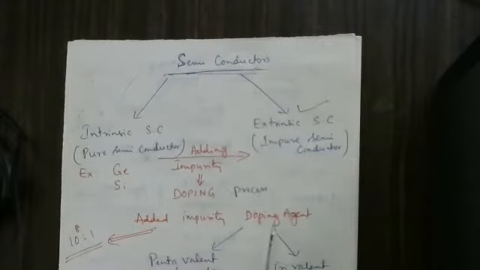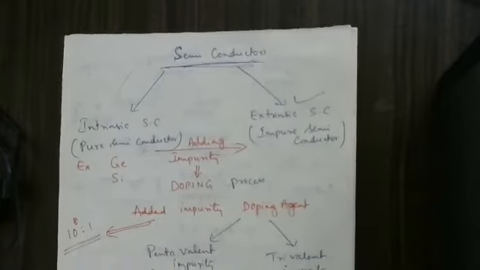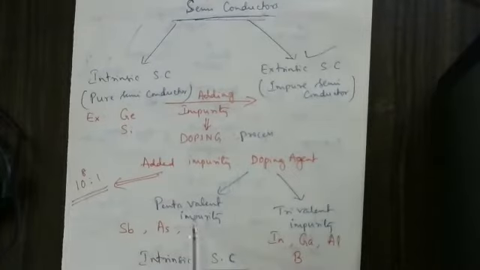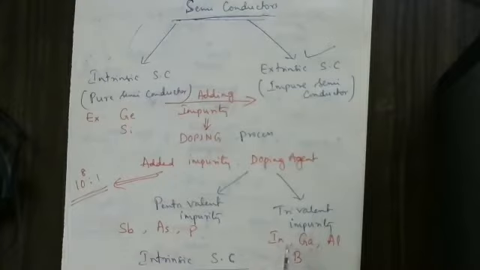The added impurity is called the doping agent. And the doping must be done in the ratio of 10 to the power 8:1. Doping agents can be divided into two categories: pentavalent impurity and trivalent impurity. Pentavalent impurities are antimony, arsenic, phosphorus, or anything else having 5 valence electrons. Trivalent impurity means it contains 3 valence electrons. Examples: indium, gallium, aluminium, boron, like that.